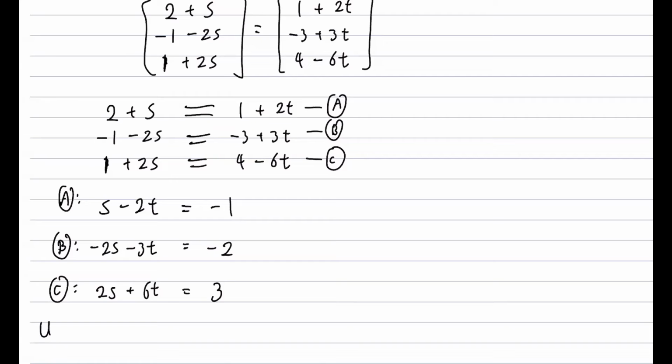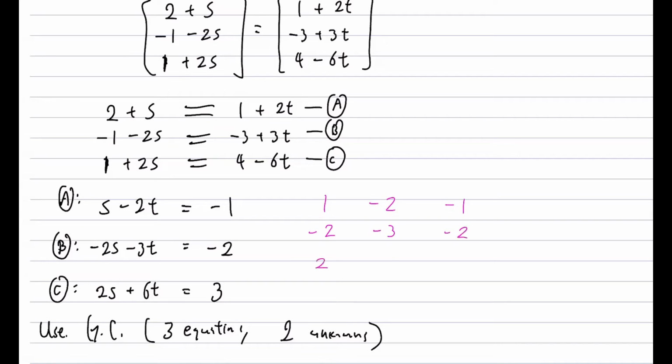If you use the GC, you have to select 3 equations, 2 unknowns. What will be the coefficients you have to key in? I think you can see it's 1, negative 2, negative 1; negative 2, negative 3, negative 2; 2, 6, and 3. Correct? Yeah. Then you just key in accordingly.